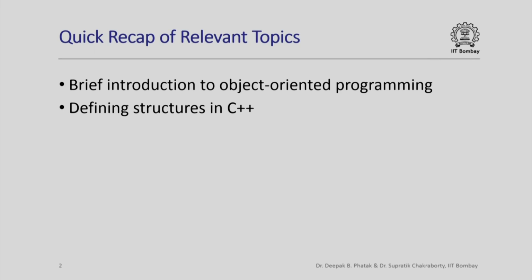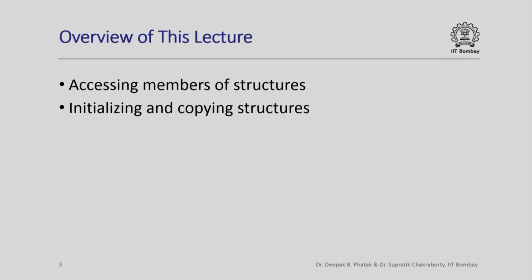Here is a quick recap of some of the relevant topics we have already studied. In the last lecture, we had seen a brief introduction to object oriented programming, and we had also seen how to define structures as examples of objects in C++. In this lecture, we are going to study how to access different members of a structure, and we are also going to see how to initialize and copy structures.